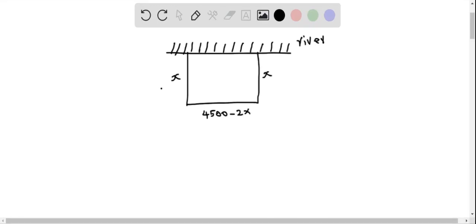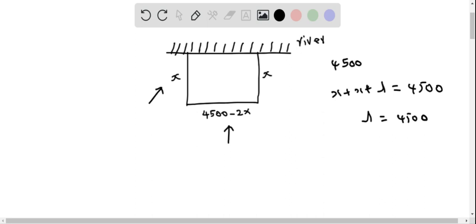Here we consider the width of the rectangular plot to be x meters, and therefore its length will be 4500 minus 2x, because the farmer has 4500 meters to fence, which means x plus the length of the field plus x equals 4500. So we see that the length of the plot is 4500 minus 2x.